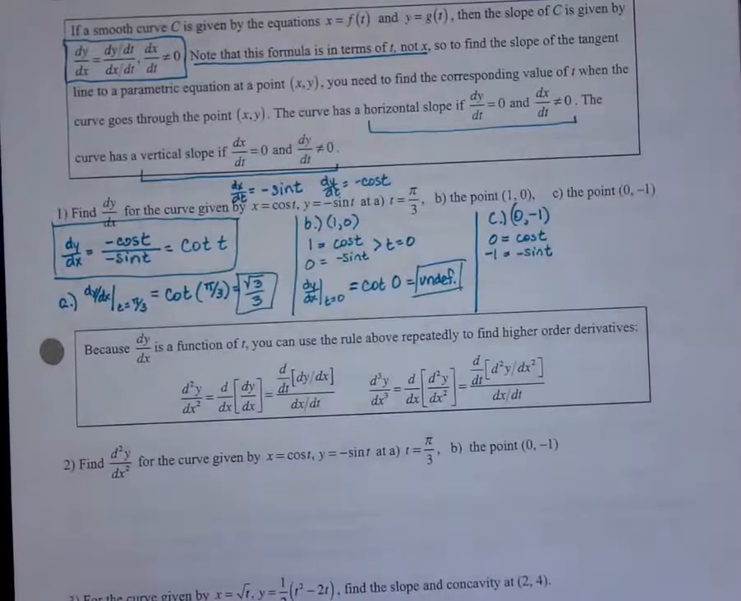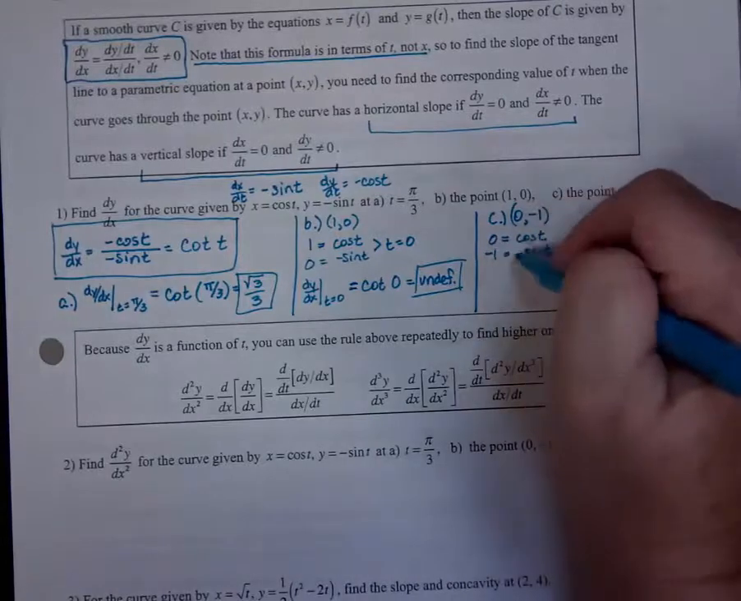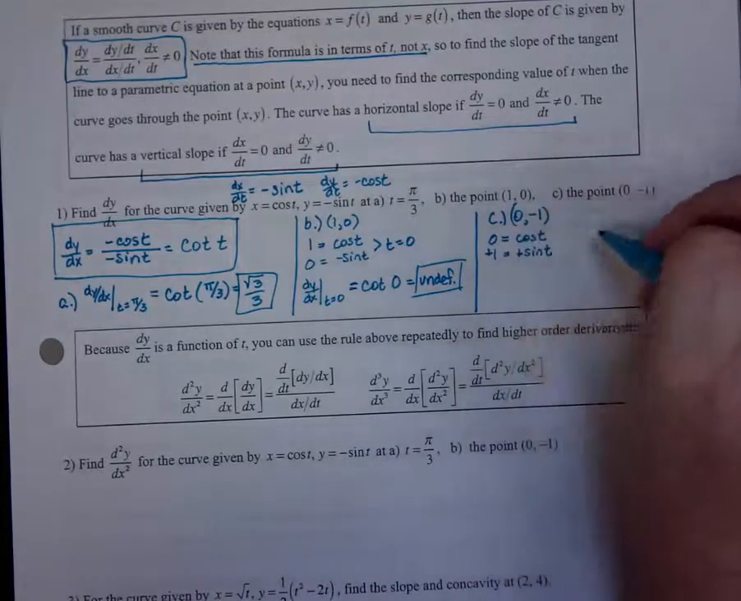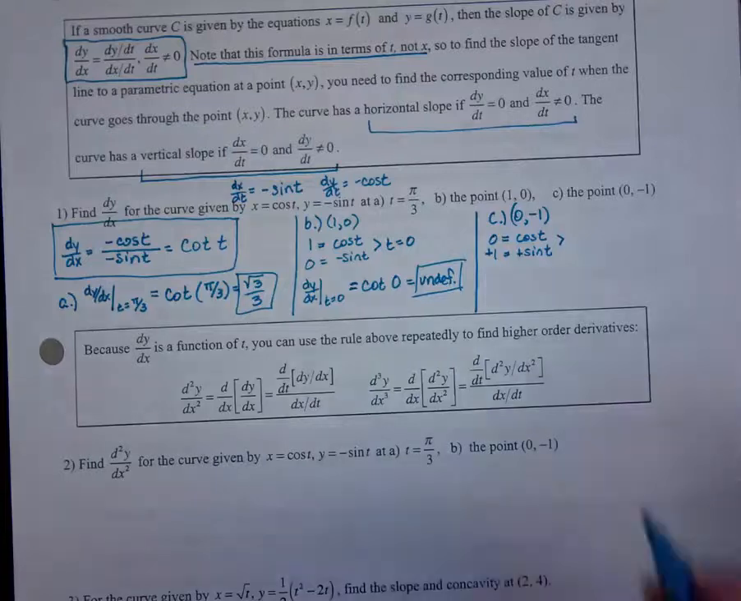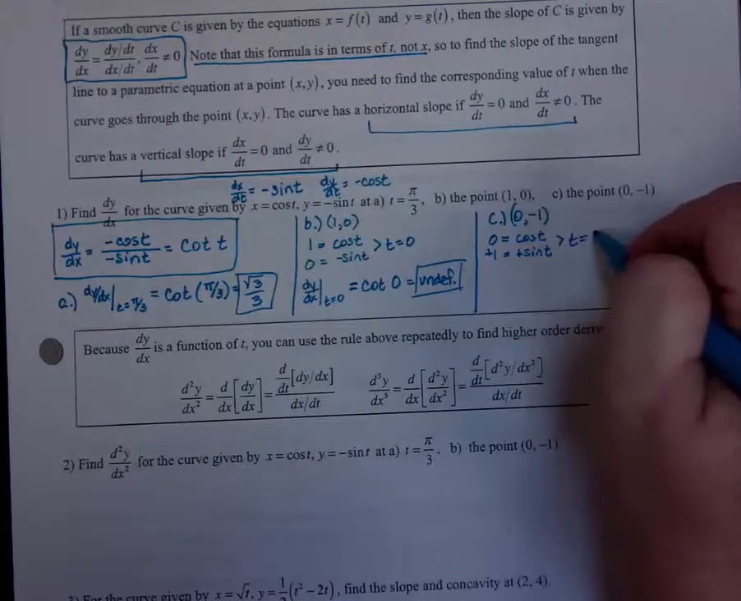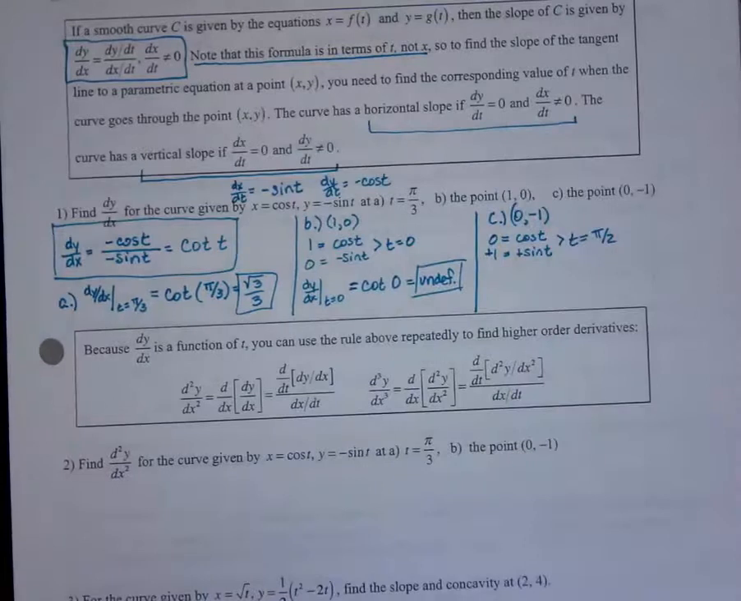Now, just to make things a little clearer, let's change the double negative to a positive. So, where does cosine equal 0 and sine equal 1? Not 3 pi over 2, where sine equals negative 1. Pi over 2, there you go. So t is this time pi over 2. Because remember, the y equation is negative sine.